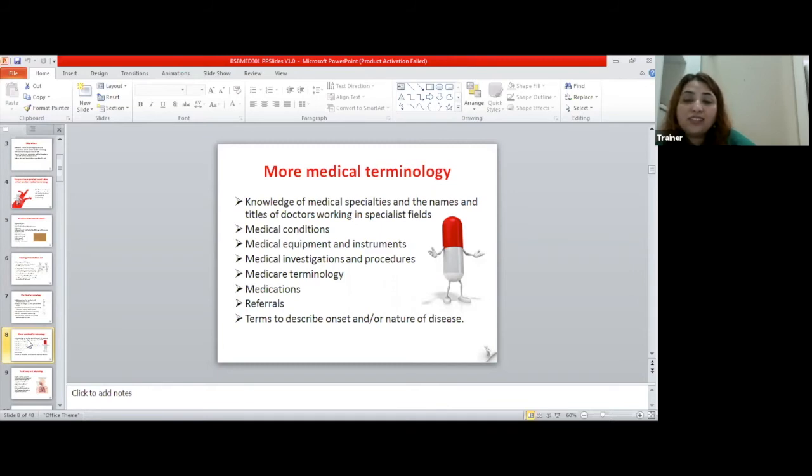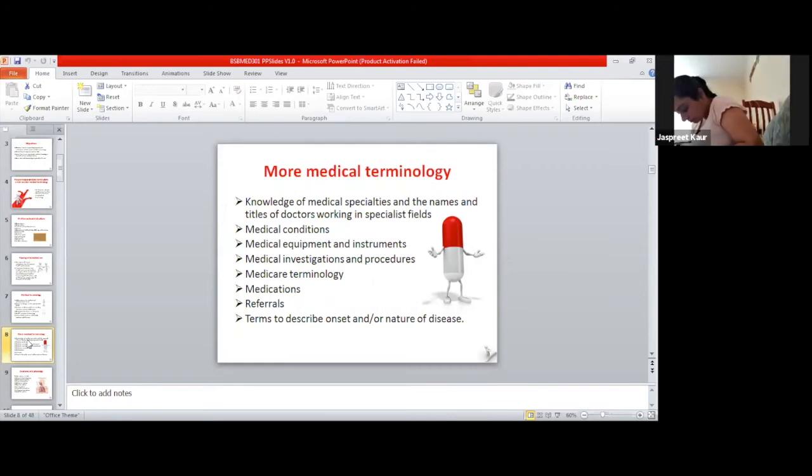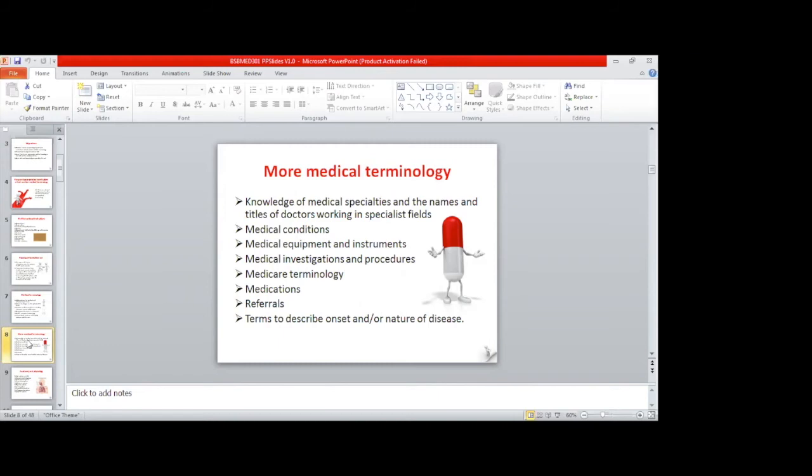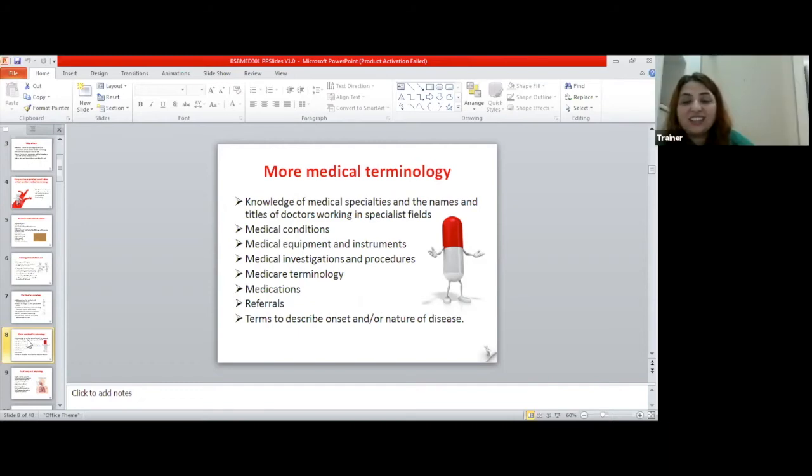Obstetrics and gynecology, what's the difference? Obstetrics is to do with birth. That's why they call them obstetrician. It's a difficult word. Obstetrician is to do with the birth of the baby. Gynecologist is to do with anything abnormal with the female reproductive system.